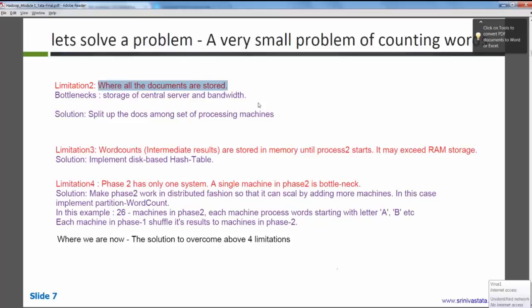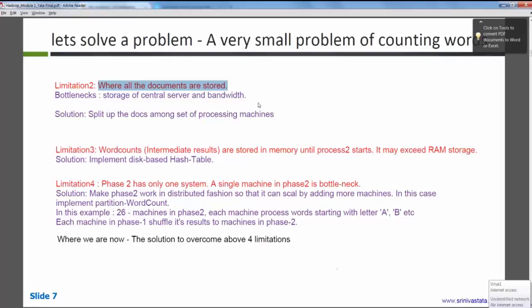Limitation 2, the first thing where all the documents are stored. In the previous example, what we are thinking, all the documents you will store with you. You will give 10 documents to machine 1, 10 documents to machine 2, like that. So the storage of the central server and the bandwidth are the bottlenecks. Suppose if there are 100 documents, you can store. Suppose if there are a million documents, you cannot store in a single machine. And of course, you cannot distribute to all the machines. That is a bandwidth problem.